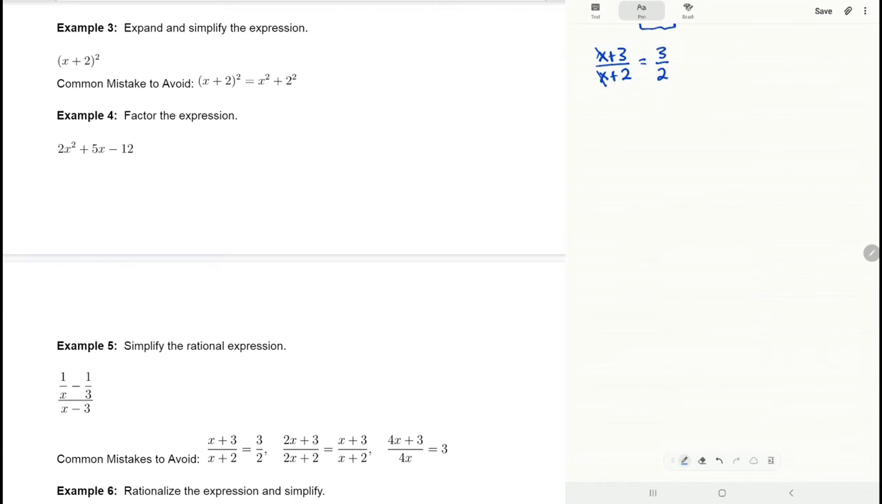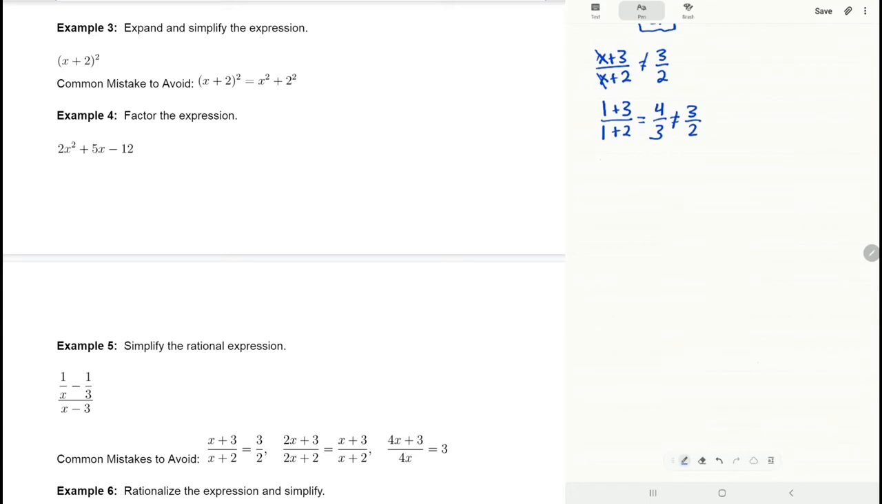However, this has to hold for any value of x. So if we choose, say, 1 for x, then what we have is 1 plus 3 over 1 plus 2. And this will give us 4 over 3, but that is not equal to 3 over 2. Okay, so we can't simplify by canceling the x's when we're dealing with addition in the numerator and denominator.